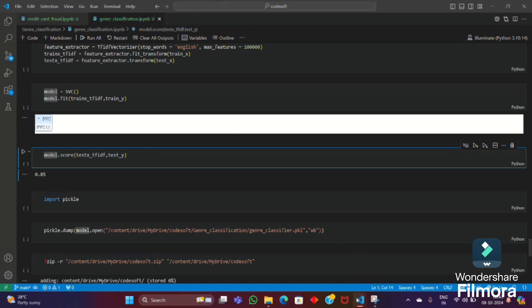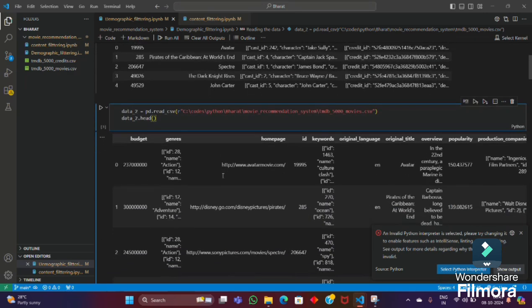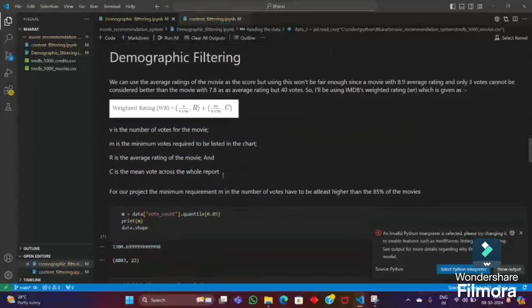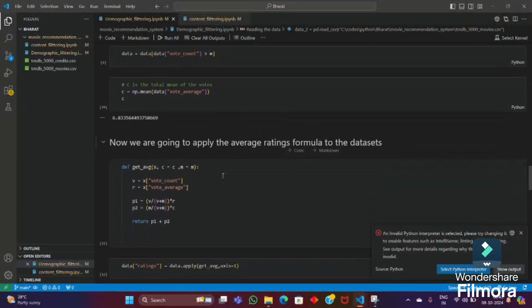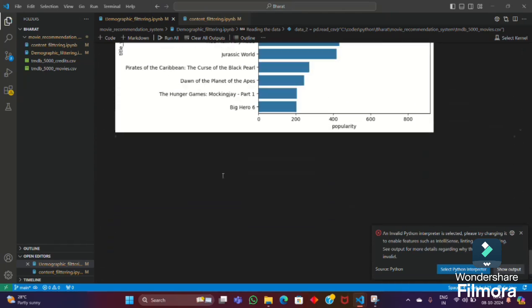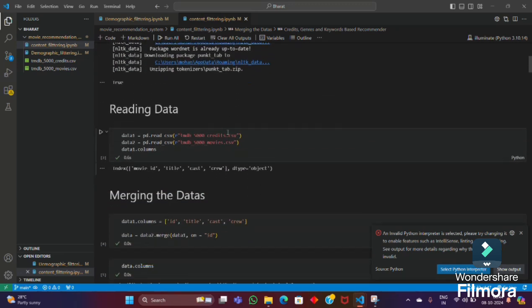And my other small project is movie recommendation, like democratic filtering and content-based filtering, and both involve most of the NLP concepts and the same pre-processing steps as the previous project, but I also included the formula for democratic filtering and I vectorized them using the TF-IDF vectorizer. Yeah, that's it.